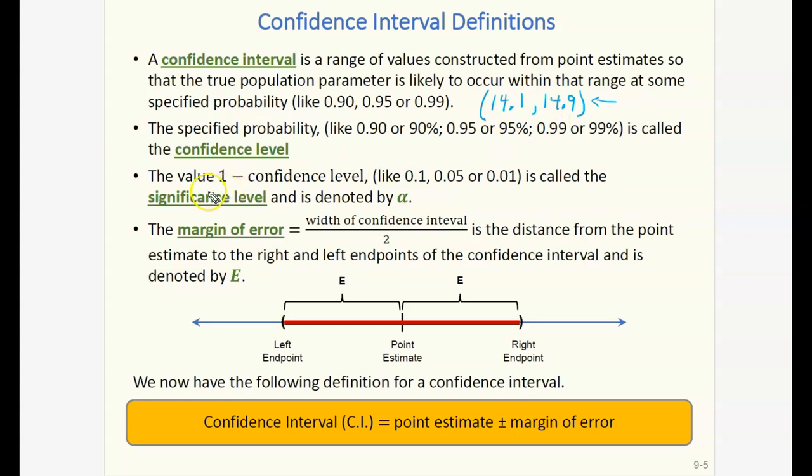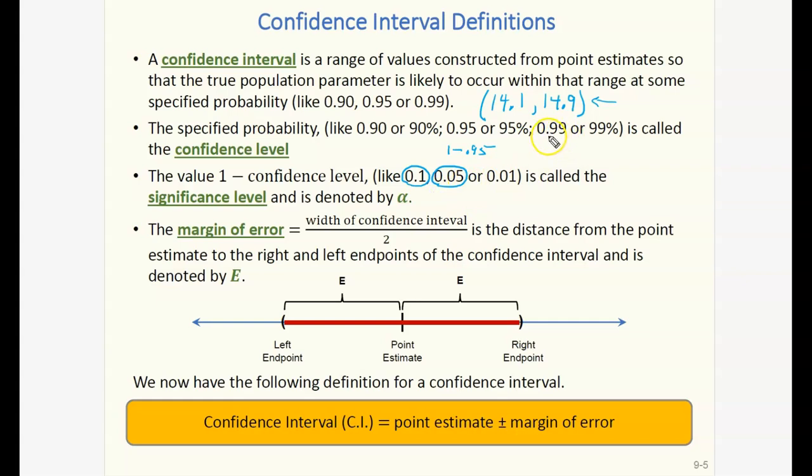The next definition we have is that of the significance level. If you consider 1 minus your confidence level, for example, 1 minus 0.9, that would equal 0.1. That we would call a significance level. Or if we had a 95% confidence level, 95% corresponding to 0.95, 1 minus 0.95 would be 0.05, and that would be our significance level.